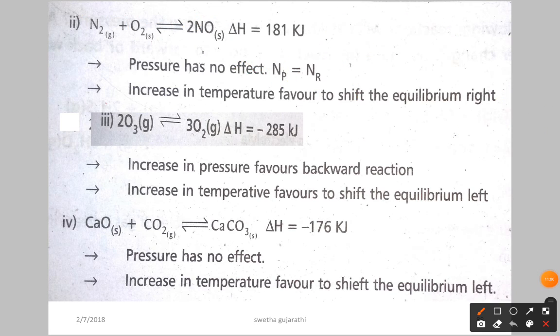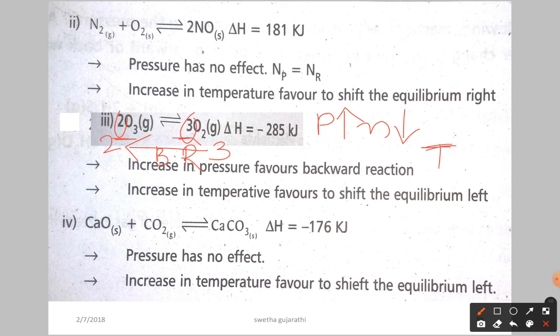Now go for the next example. Example: 2 moles of ozone gives rise to 3 moles of oxygen. First, the condition in the question is an increase in pressure. The number of moles of reactant is 2, and the number of moles of product is 3. If pressure increases, we have to choose the direction where the number of moles decreases. So 3 to 2 is favorable for the backward reaction, or the reaction shifts towards the left.